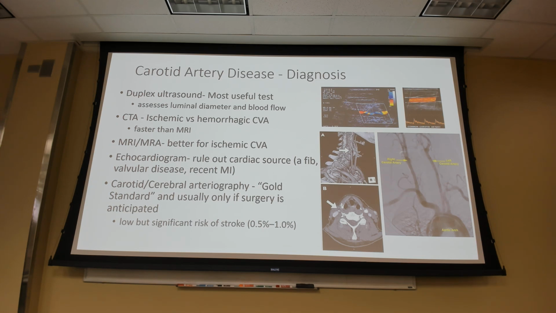The initial test is our duplex ultrasound. And then obviously it says an echo. We want to rule out AFib, that it's not an emboli from the heart or the atrium going there, and look for any valvular disease or recent MI. The gold standard is cerebral arteriography, and that's usually only if we're planning surgery.